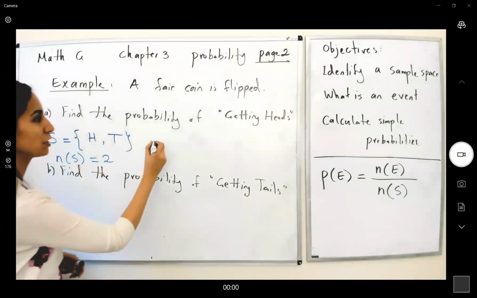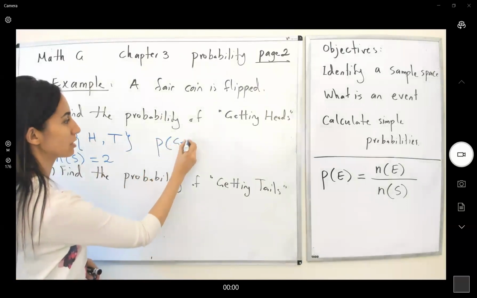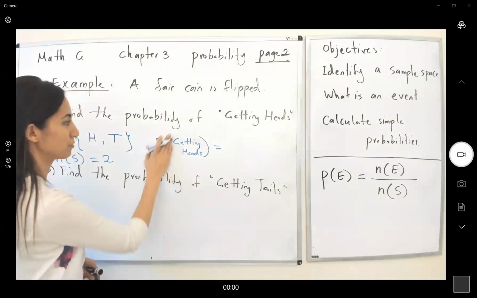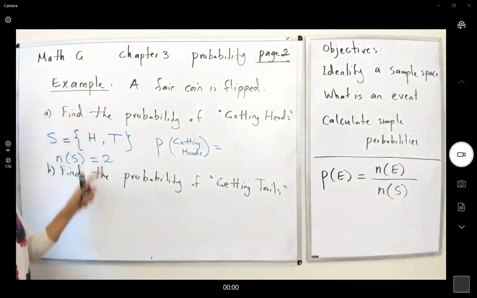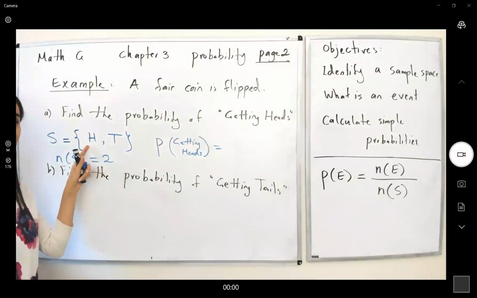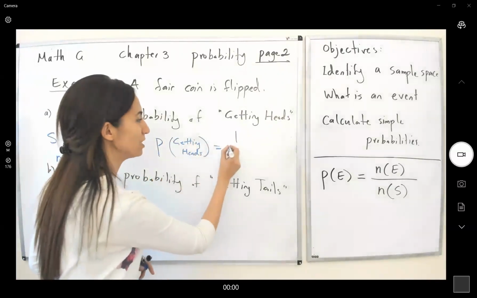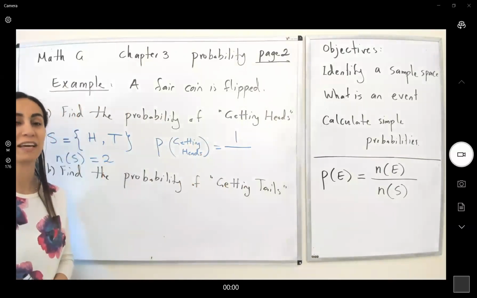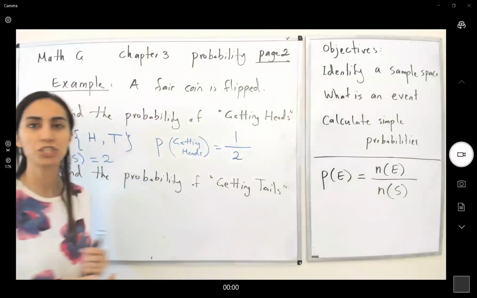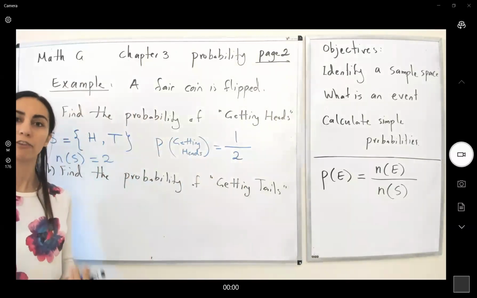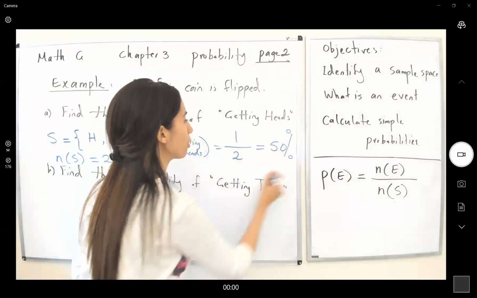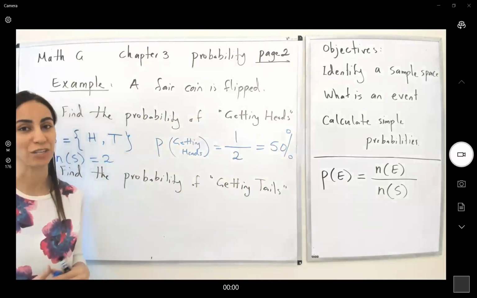We can write it this way. The probability of getting heads is equal to, so that collection includes one member, head. So you get 1. The cardinality of getting heads has only one member, which is head. So divided by 2, which is a half. A half is 50%. So you can either use percentage or we can leave it as fraction.